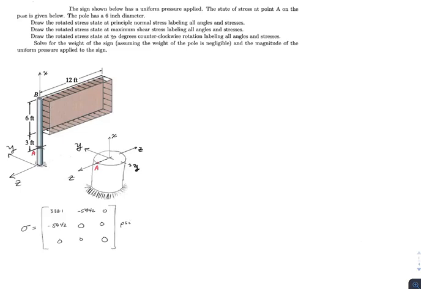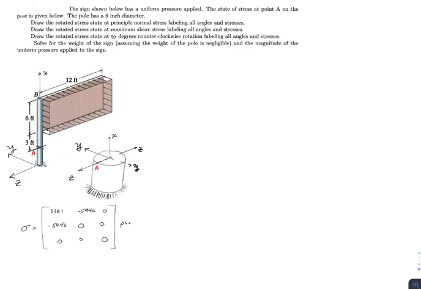In this video, we're going to go over another stress transformation problem. This time, we are given a signpost and asked to find the rotated stress states for the principal normal stresses, the maximum shear stresses, and a rotated stress state at 30 degrees counterclockwise at point A. We are given the stress state at point A, so from that we can also figure out what the weight of the sign is going to be equal to and the magnitude of the uniform pressure that is applied to the sign, kind of like a wind load almost.